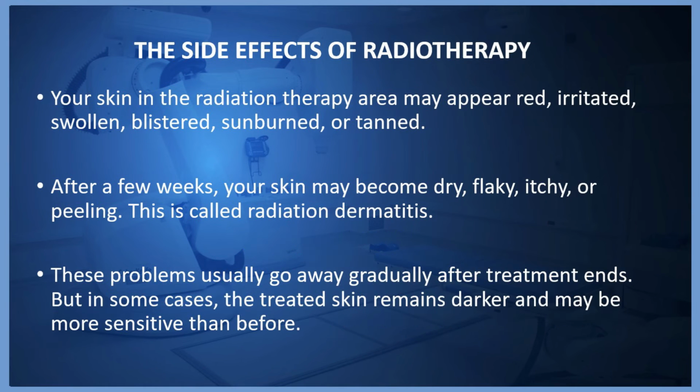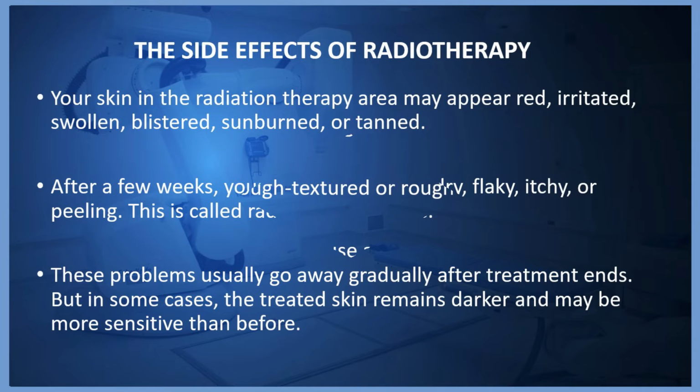The side effects of radiotherapy. Your skin in the radiation therapy area may appear red, irritated, swollen, blistered, sunburned, or tanned. After a few weeks, your skin may become dry, flaky, itchy, or peeling. This is called radiation dermatitis. These problems usually go away gradually after treatment ends. But in some cases, the treated skin remains darker and may be more sensitive than before.